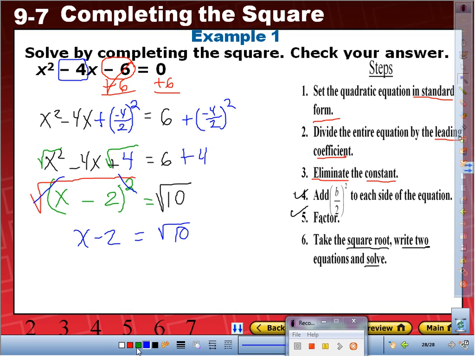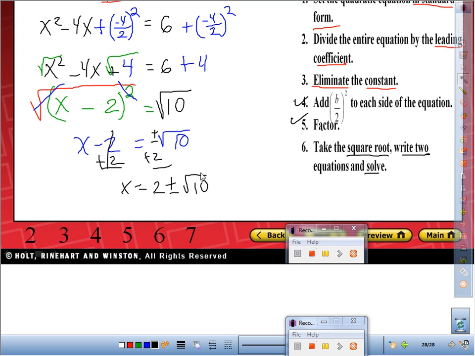And when we take the square root, we know it's a what? Plus, minus. However, can we solve for x yet? No, I need to do what? Add 2 to each side. x equals 2 plus minus square root of 10. From this point, two equations. Is this a perfect square? No. So we are going to leave it as a root so it can be exact, right?